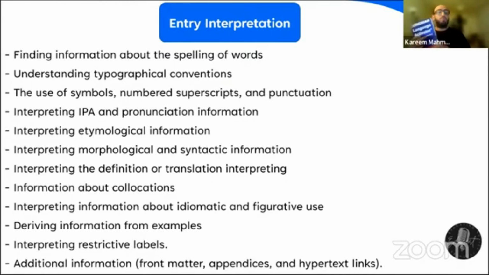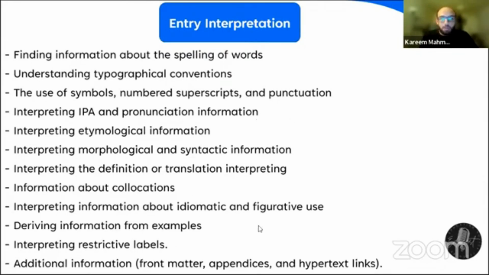For example, you can find different symbols inside this. If I don't know the symbols, or what an acronym stands for, or something like this, I have to check the beginning or the end of the dictionary. So you teach them how to use this additional information.